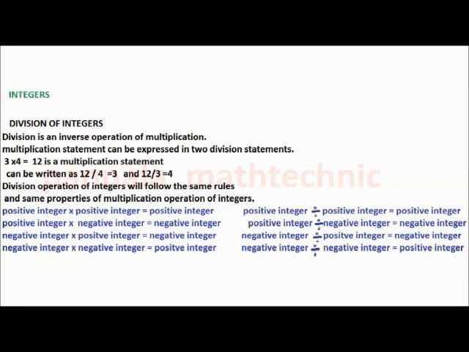Now, division operation with integers. Division is an inverse operation of multiplication. A multiplication statement can be expressed in two division statements. For example, 3 into 4 is equal to 12 is a multiplication statement. It can be written as 12 divided by 4, that gives 3. This is one statement, and the other statement is 12 divided by 3, that gives 4. So the division operation of integers will follow the same rules and same properties as the multiplication operation of integers.